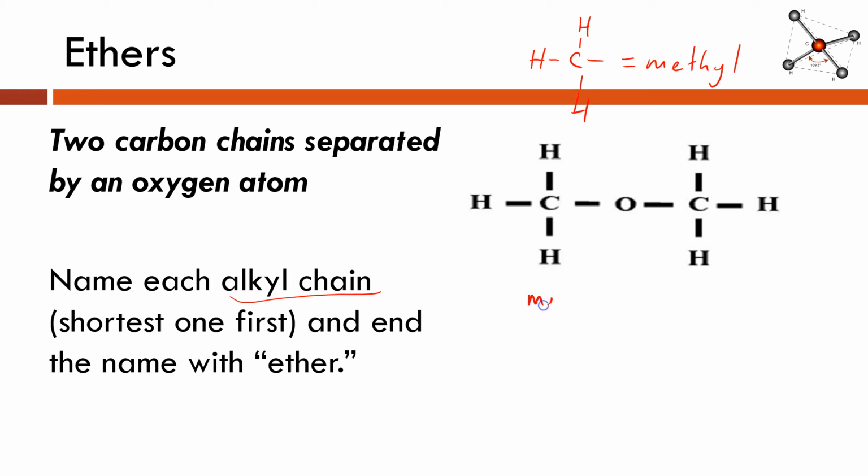So I can name this methyl ether. Or if you'd rather save yourself some writing, I can call this dimethyl ether. Either way is perfectly acceptable. I know that was bad, I just couldn't resist. We'll keep doing more practice with alkyl chains. Don't stress, really just name that carbon chain as an alkane, drop the E, and add the suffix YL.